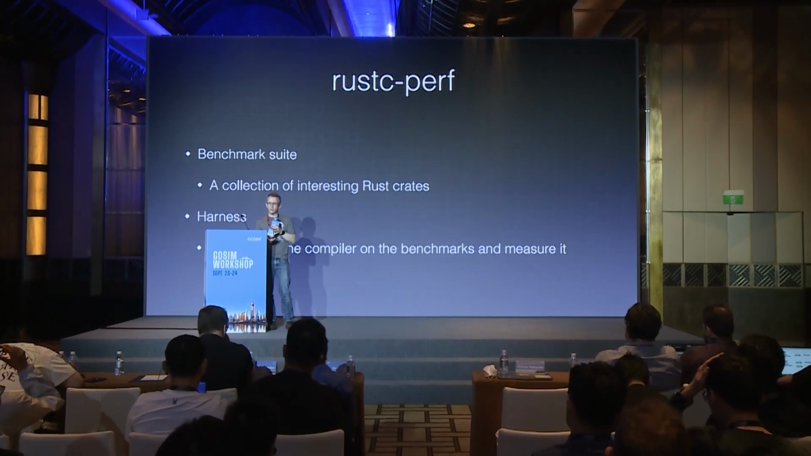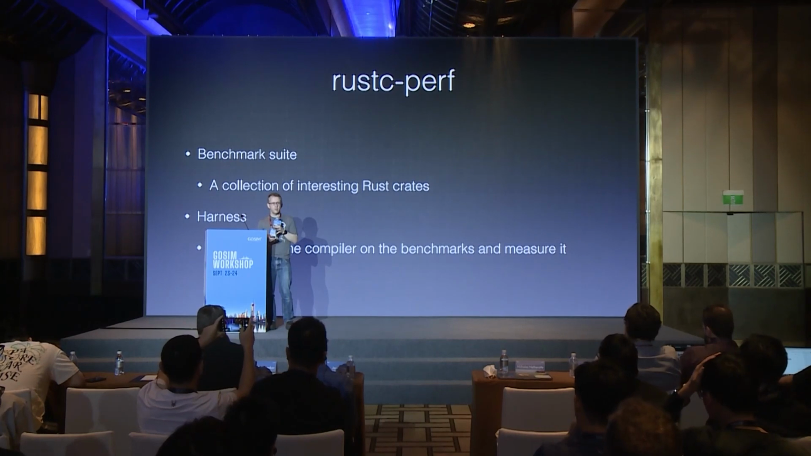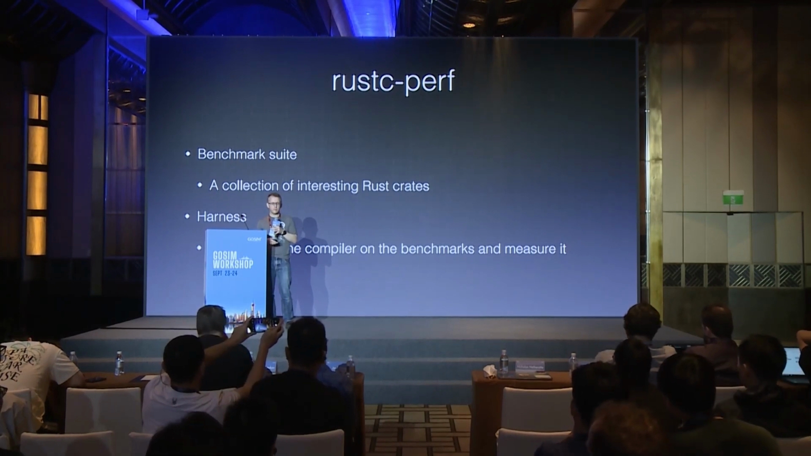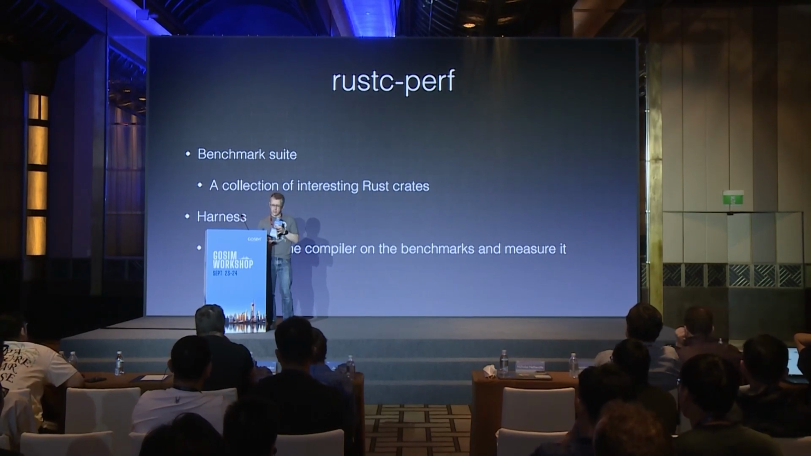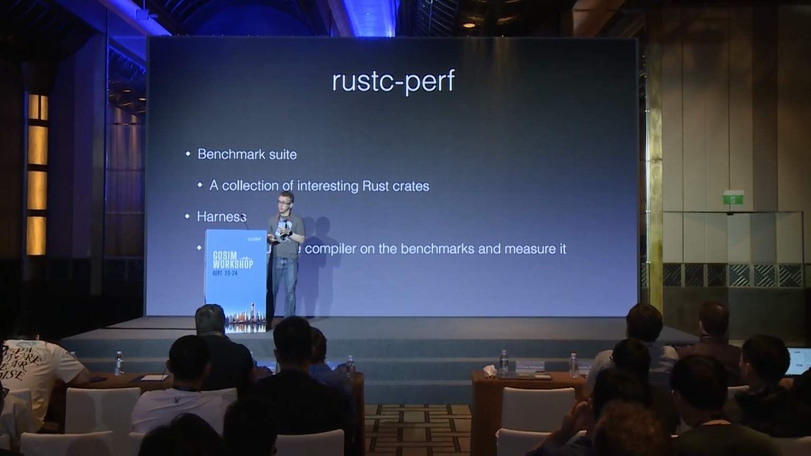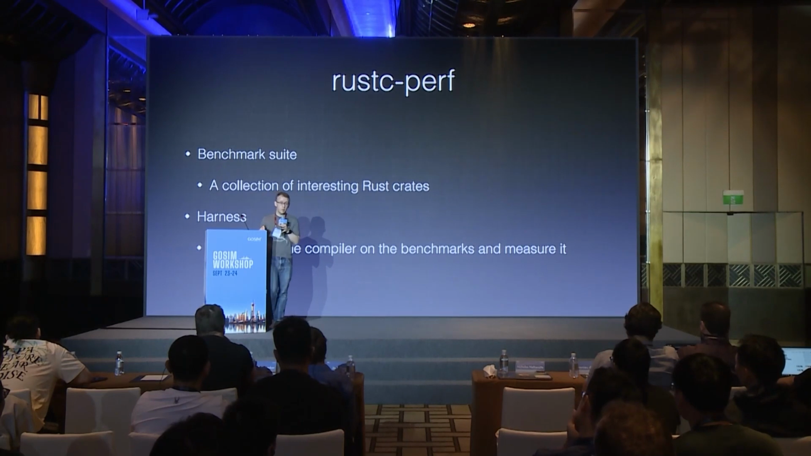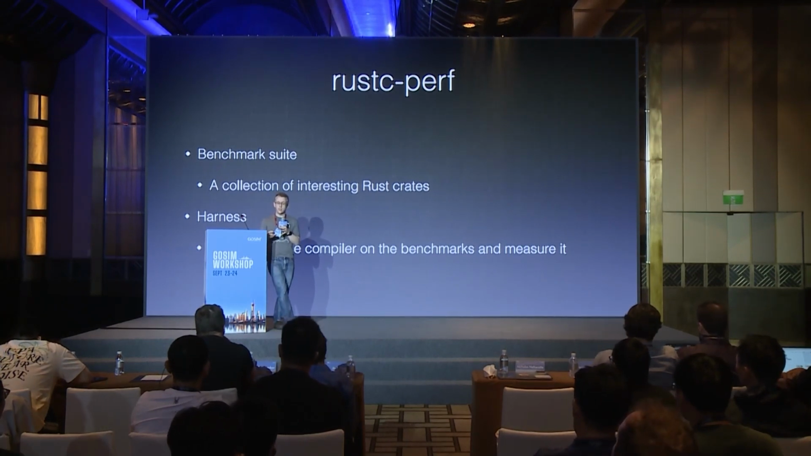So we have something called Rust-cperf, which is the way that we do this. It has two components. The first component is a benchmark suite, which is a collection of interesting Rust crates. And then we have a harness, which is the code that we use to run the compiler on the benchmarks and measure it.